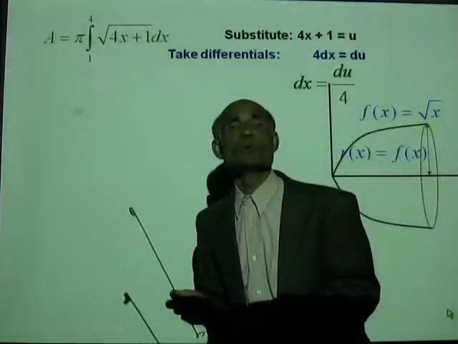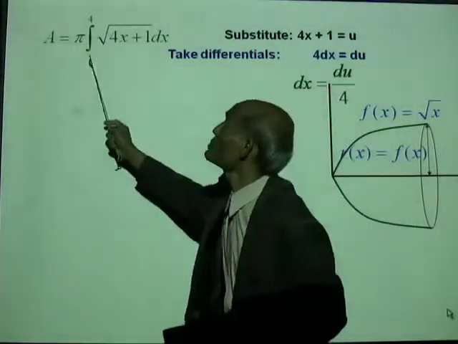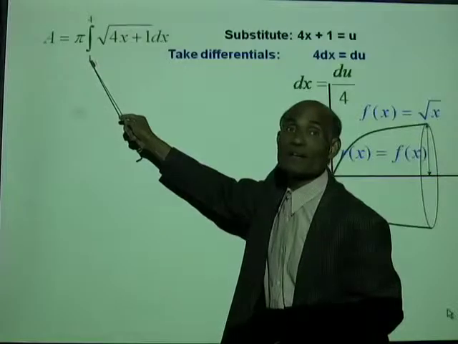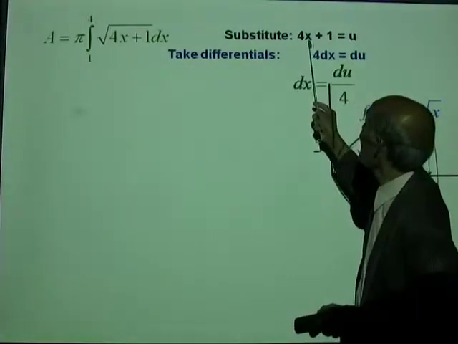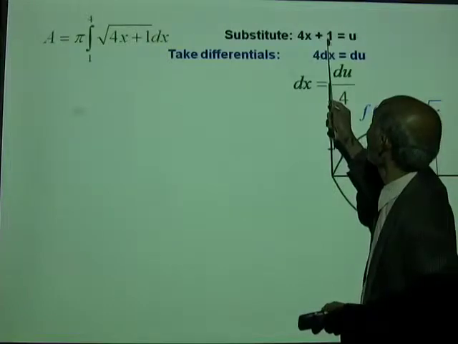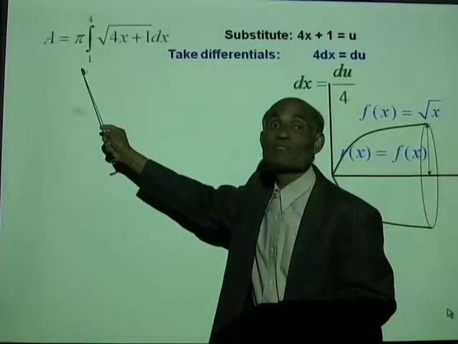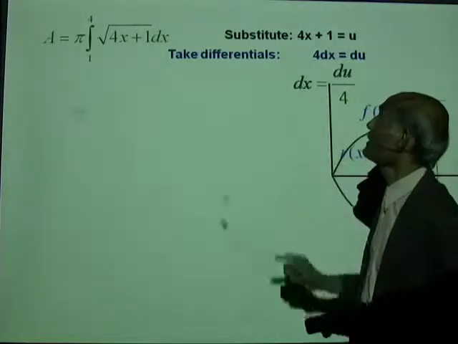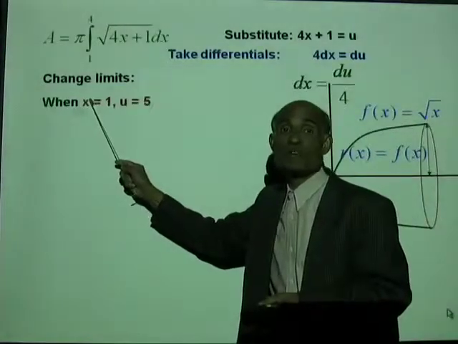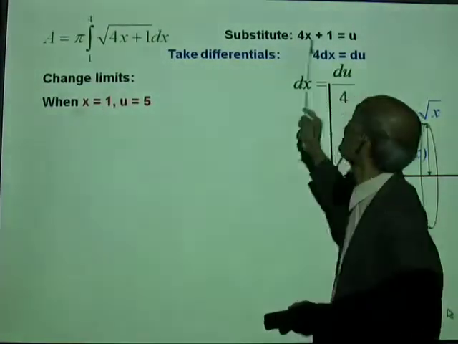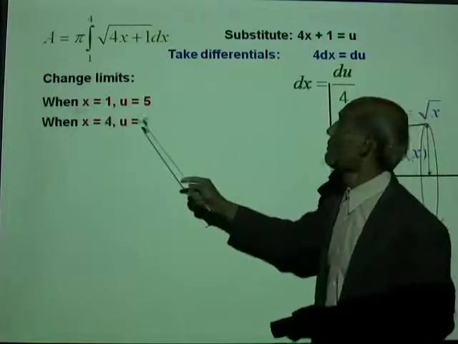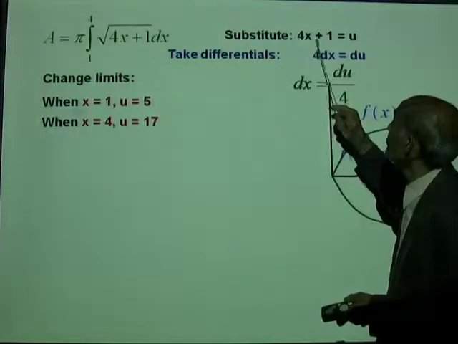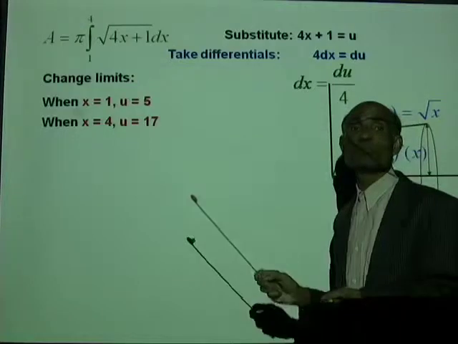What else do we need to do before we write down? We need to change the limits using this substitution. When x equal to 1, that's our lower limit, this will be 4 plus 1, 5. U will be equal to 5. When x equal to 4, that will be 4 times 4, 16 plus 1. U will be 17. So change the limits. When x equal to 1, u equal to 5. When x equal to 4, u equal to 17. Just put those values of x in our substitution and find the value of u.